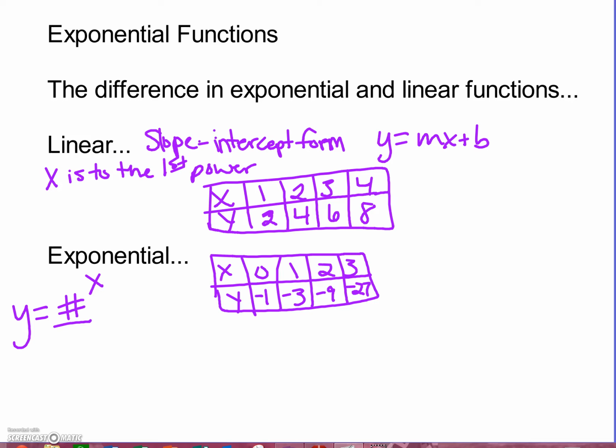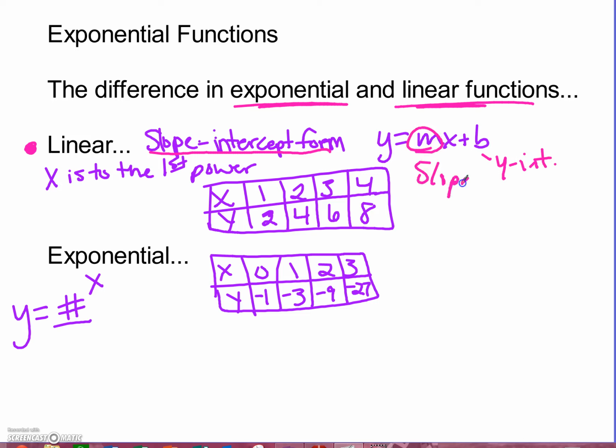Okay, alright, so let's start with exponential functions. Let's just think about what the difference is in exponential and linear. Remember, I've already set this up. Let's start with linear. Linear will be written in slope-intercept form, which means y equals mx plus b. Remember, b is your y-intercept, and m is your slope. And x is your variable, y is your other variable. Another way to remember is your x is to the first power, so x is going to be by itself.